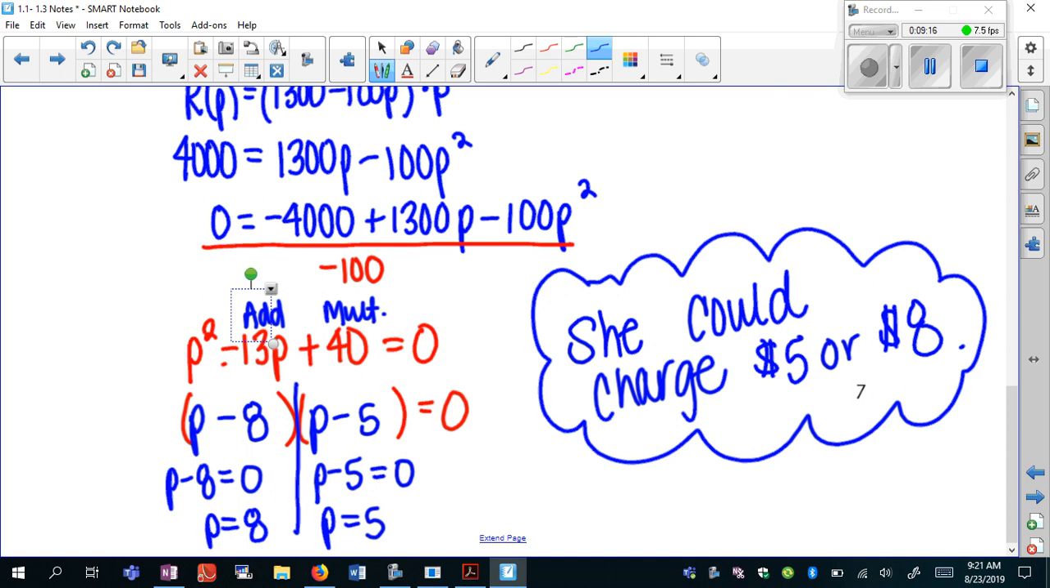And keep in mind the reason why there's two answers is because this is a quadratic, so it's a parabola. It's actually an upside down parabola. So she's not making the maximum revenue. Maximum revenue would occur up here and there'd only be one value. So she's somewhere like maybe in here, and that's why there's a $5 and an $8 that are giving us the same revenue. So that's the visual of why this is working.